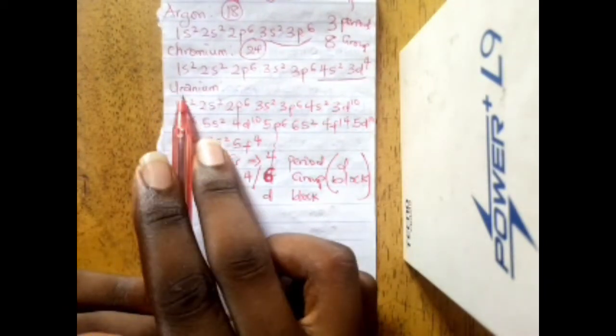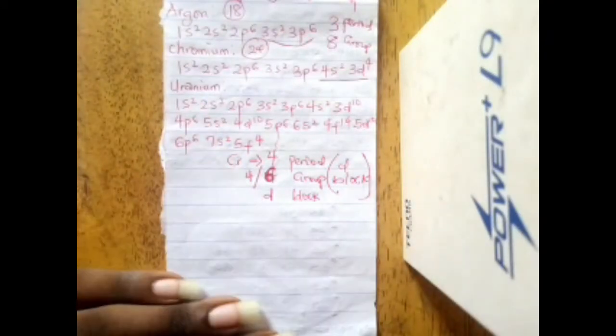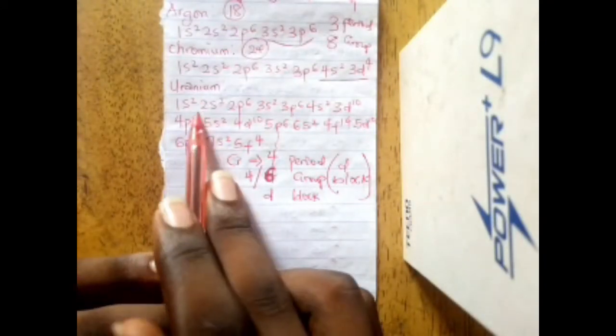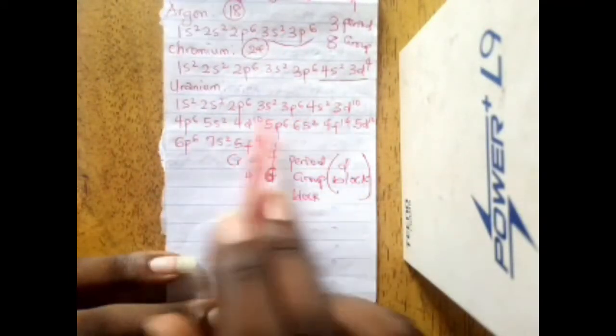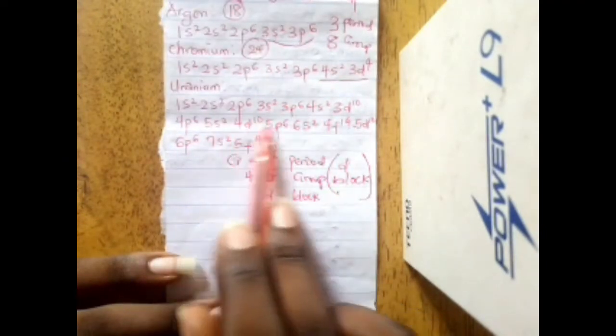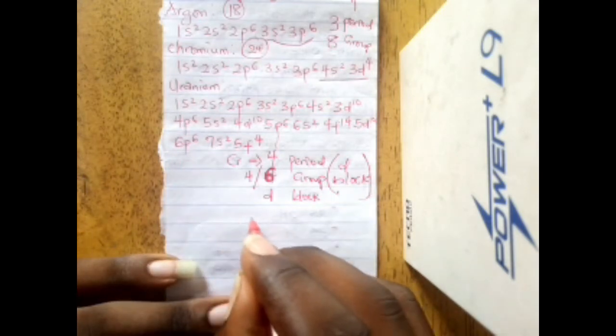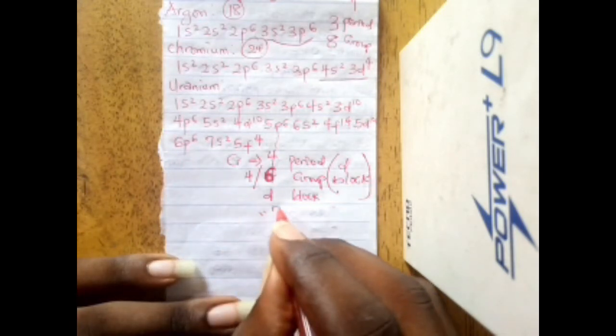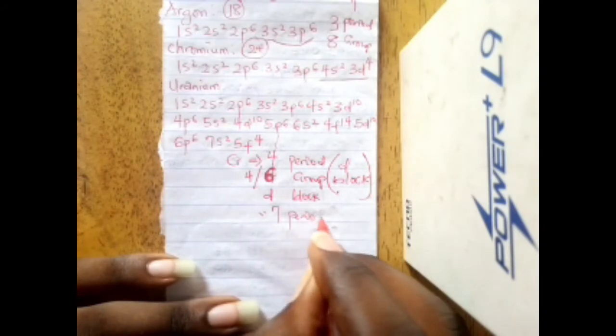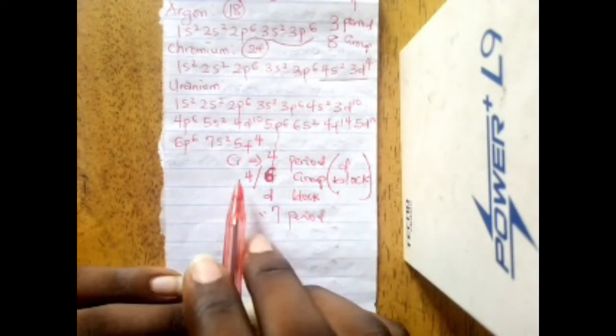So lastly, I have uranium, very large atom. This is the electronic configuration. I have 1, 2, 3 up till number 7. So uranium is in period number 7.